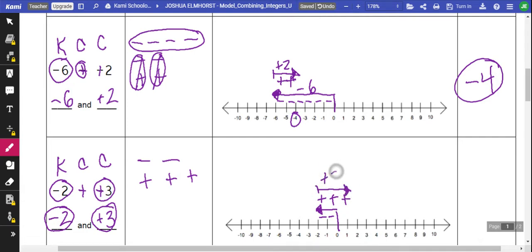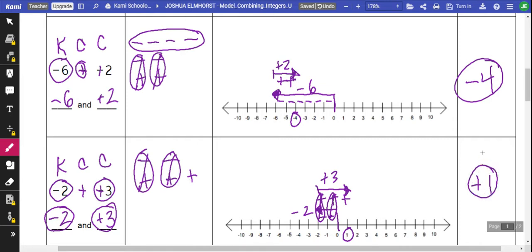+3 and -2. Okay, and now we can see down below that we ended up at +1. So we have a 0 pair and a 0 pair. Those are canceled. We go negative and then positive. And also in the model here, we have 0 pair and 0 pair. We are left with +1.